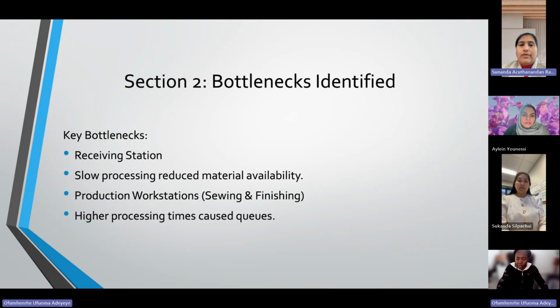The next step was to identify bottlenecks. We identified two main bottlenecks: the receiving station, where materials weren't being sorted as fast as they were meant to be, and then the sewing and finishing stations. At that point, some of the machines were breaking down and slowing down, and we began to have delays with our production.